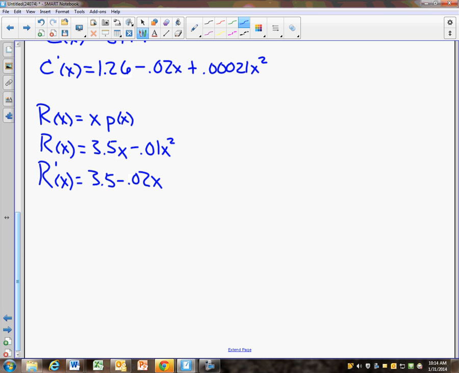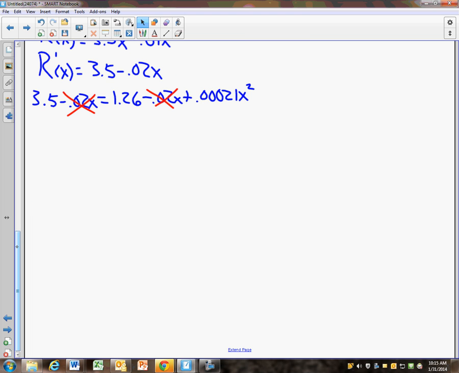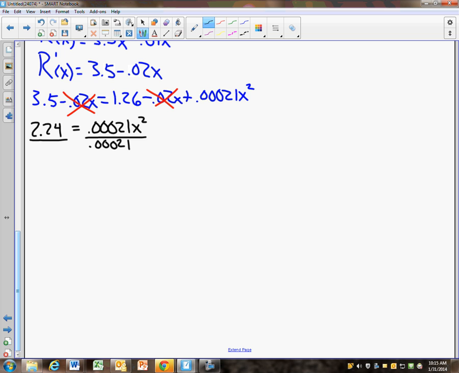So let's set those two equal to each other. 3.5 minus 0.02x equals 1.26 minus 0.02x plus 0.00021x squared. What to do, what to do? Those go away, right? What's 3.5 minus 1.26? So 2.24 is equal to 0.00021x squared. 2.24 divided by 0.00021.